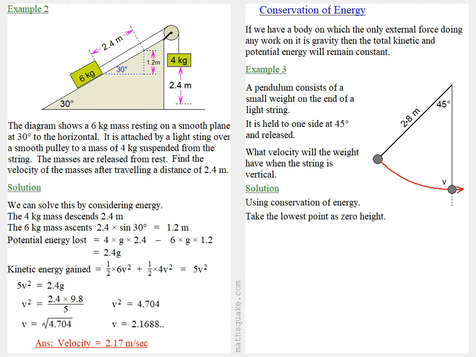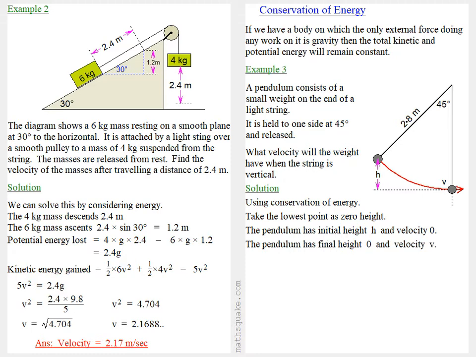Take the lowest point as 0 height. That means the pendulum has initial height h and velocity 0, and the pendulum has a final height of 0 and velocity v. So initially mgh plus 0 equals finally 0 plus a half mv squared. If we double both sides and divide by m, that gives us v squared equals 2gh.